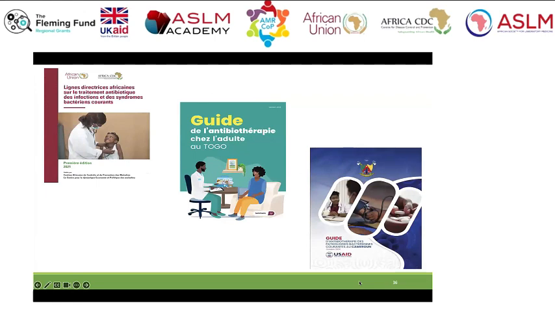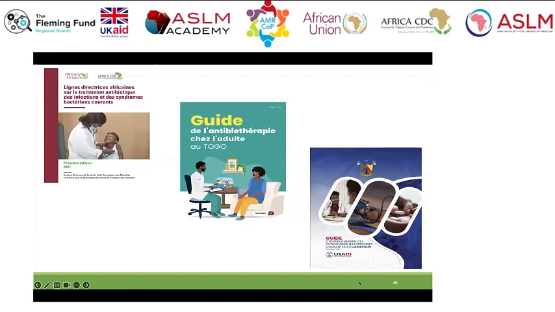So you will also see here three guides on these slides. These are antibiotic therapy guides. The one on the left supported by CDC Africa. And in Africa, also, some countries decided to draft their own guide or a manual, and it is important to have your own guide to antibiotic therapy.